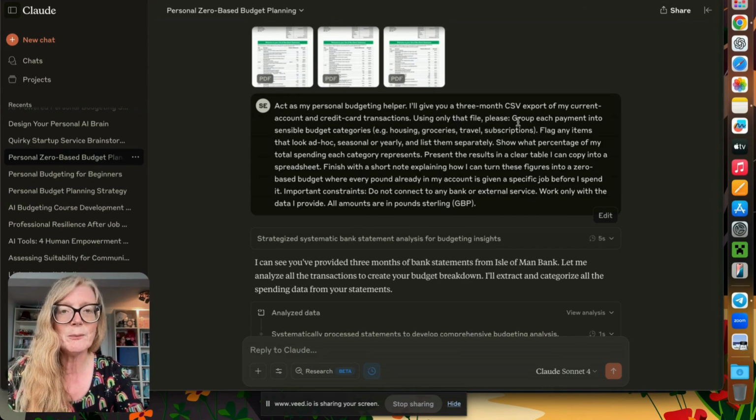Using only that file, please group each payment into sensible budget categories, e.g. housing, groceries, travel. Flag any items that look ad hoc, seasonal or yearly and list them separately. Show what percentage of my total spending each category represents. Present the results in a clear table I can copy into a spreadsheet.